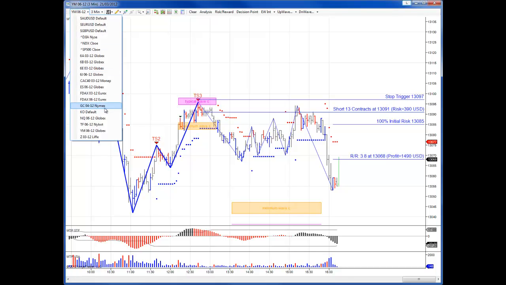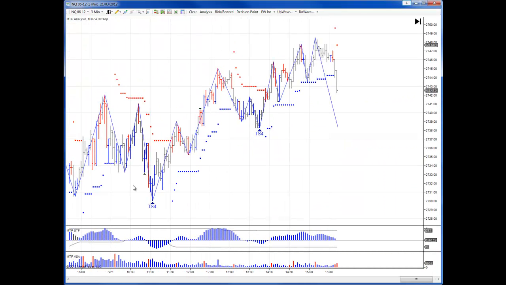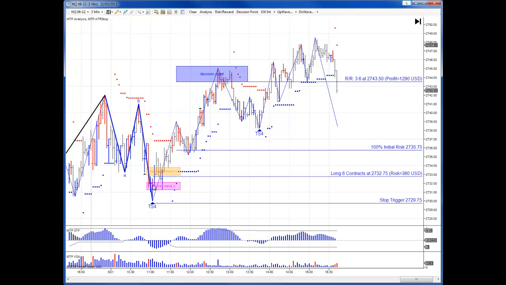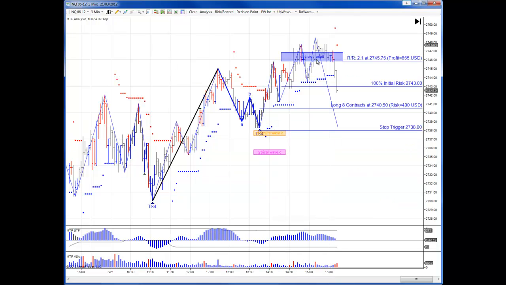But for me, the market of the day yesterday was the Nasdaq, where we had a lovely buy setup here off the low of the day for a lovely 3.6R, then another lovely buy setup there that took you into the high of the day for another 2.1R. So definitely the best market yesterday was the Nasdaq.